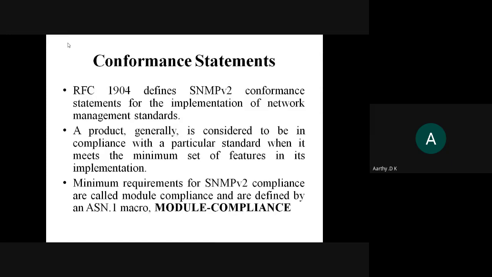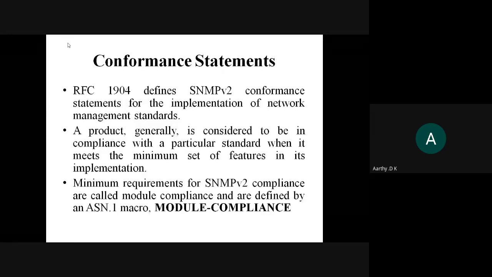In the conformance statement, we have many modules and macros that are defined. For modules, we have module compliance. For agent, we have agent macros. For objects, we have a macro, and for grouping of objects, we have macros. Different macros help us tell how version 2 can be compatible with version 1. Compatibility with version 1 will be a separate topic that we will be studying tomorrow.